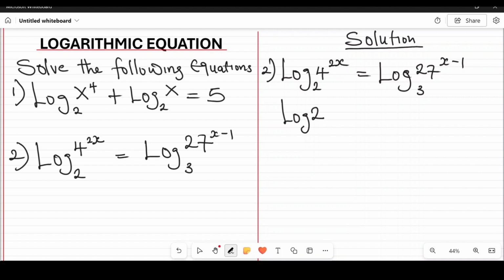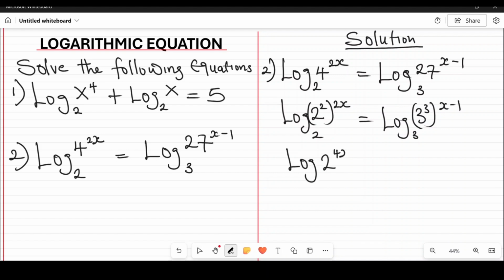log of 2 raised to the power 2 all raised to the power of 2x to base 2 equal to log of 3 raised to the power 3 all raised to the power of x minus 1 in base 3. So therefore, from here I can write that this becomes log 2 raised to the power of 4x in base 2 equal to log 3 raised to the power of, 3 times x is 3x, 3 times negative 1 is negative 3, in base 3.